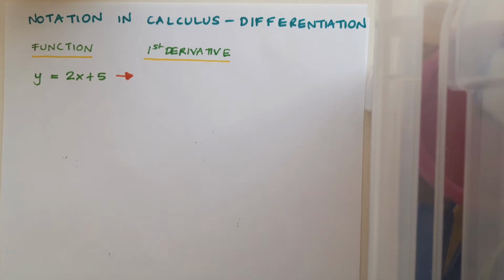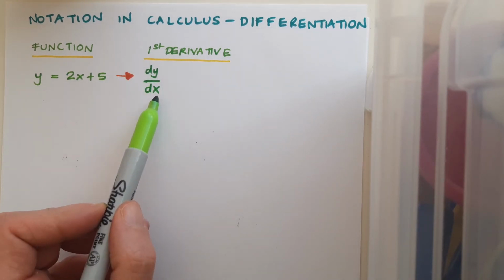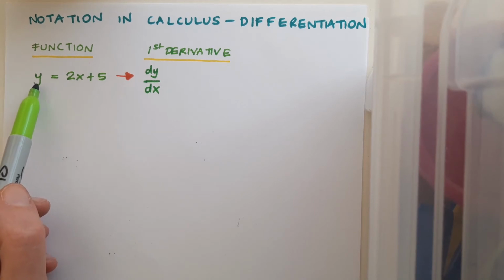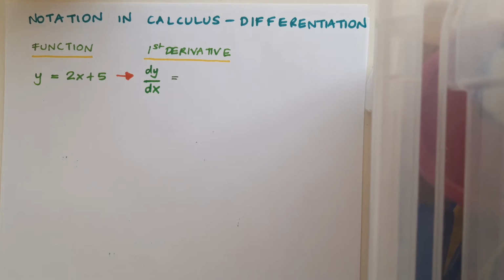If we differentiate this function, we get its derivative, or more specifically, its first derivative. If the function was called y, the first derivative is called dy dx. This dy dx refers to the fact that the function was called y and its variable was x. So here we can see the function was called y and it had x's in it. Its variable was x.